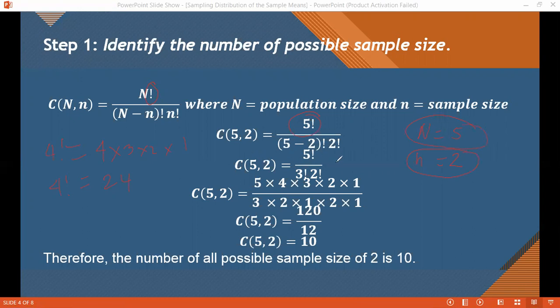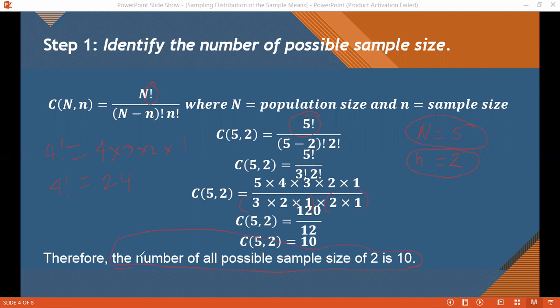Proceed with the solving. You have 5 factorial all over 3 factorial, 2 factorial. And then just doing the factorial, you have 5 times 4 times 3 times 2 times 1 all over 3 times 2 times 1. That is the first one. And then 2 factorial, that means 2 times 1. Solving, you have 120 all over 12. Then you have 10. Therefore, the number of all possible sample size of 2 is 10.